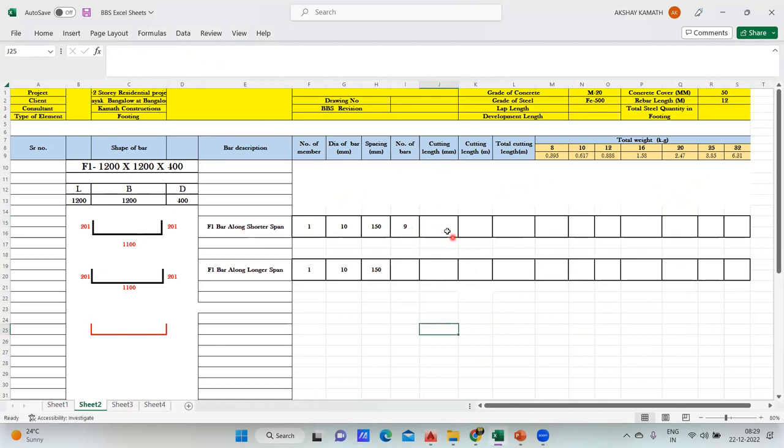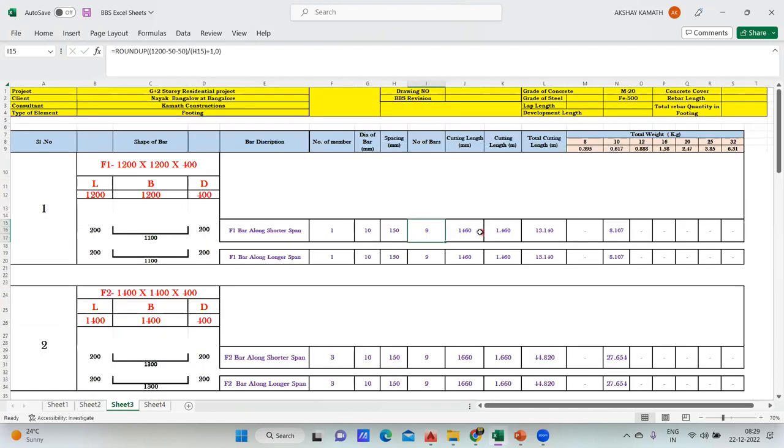So now coming to the cutting length. How do you find the cutting length? Now cutting length is very simple. You know this length, that is 1100, and if I add 201 to that, and if I add everything, I'll get the total cutting length. Very simple. So we'll do the same thing now. Okay, so the cutting length will be, let me see what I've done here. Yeah, okay.